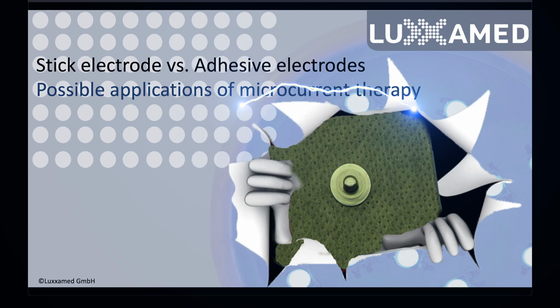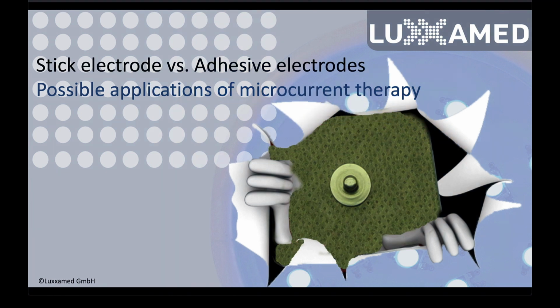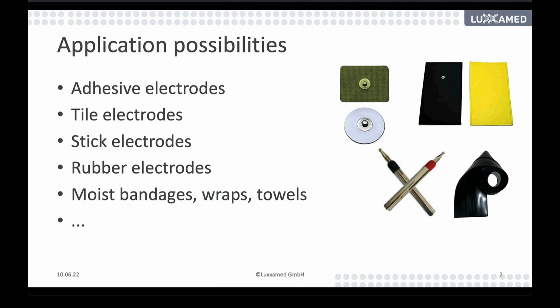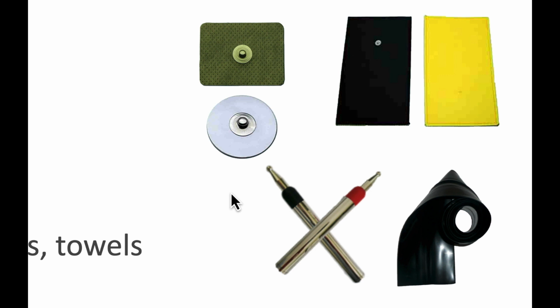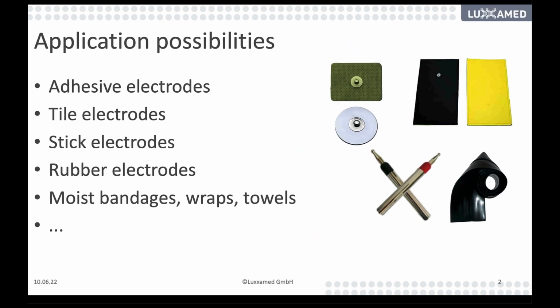to the YouTube video. In this episode we will speak about the possible applications of microcurrent therapy, especially of the stick electrodes and the adhesive electrodes. So let's switch over to the possibilities. I put a few here, maybe there are some more, but we will focus on these 5. First the adhesive electrodes, then the fleece or tile electrodes, you see here on the right side, the yellow ones. We have the stick electrodes and rubber electrodes, of course, moist bandages, wraps and wet or moistened towels.